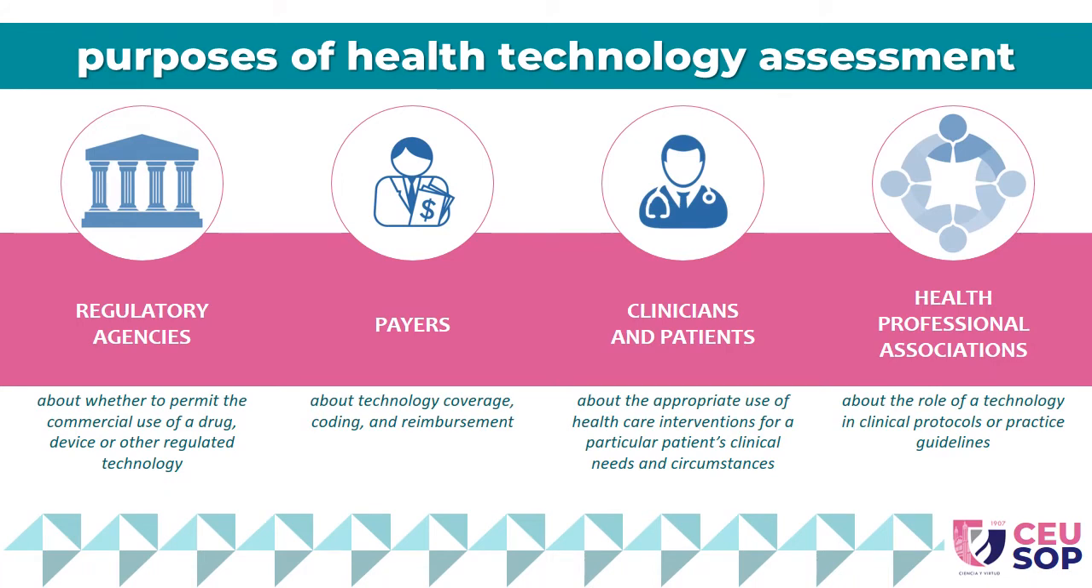Purposes of HTA. HTA can be used in many ways to advise or inform technology-related policies and decisions. Among these are to advise or inform: 1. Regulatory agencies, about whether to permit the commercial use, for example marketing, of a drug, device, or other regulated technology. 2. Payers, such as healthcare authorities, health plans, drug formularies, employers, etc., about technology coverage, whether or not to pay, coding, or the assigning proper codes to enable reimbursement, and reimbursement, or how much to pay.